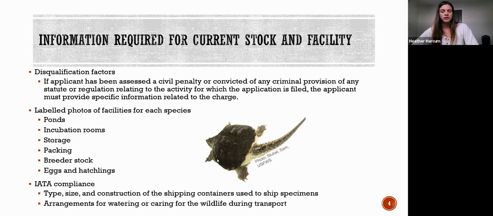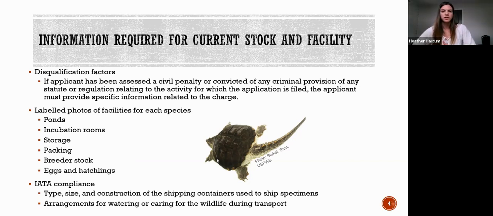And then I also wanted to note the disqualification factors. If any applicant has been assessed a civil penalty, they have to let us know about that and provide us with any documentation that's related to that charge. That doesn't necessarily disqualify them, but it is something that we have to look into before we start assessing whether they can be issued a permit or not.